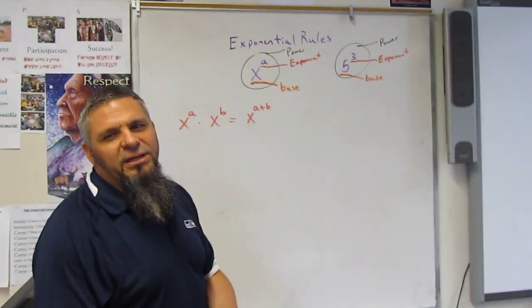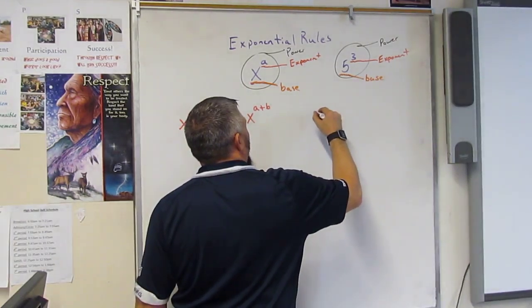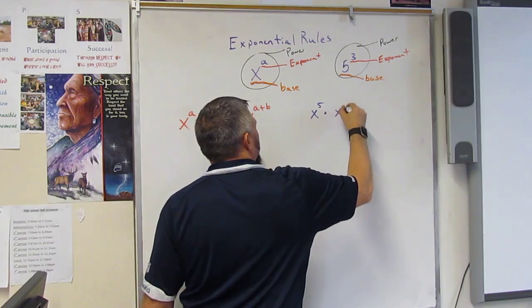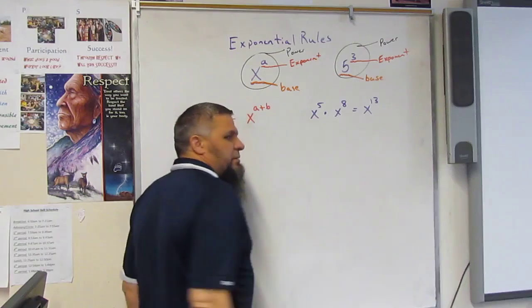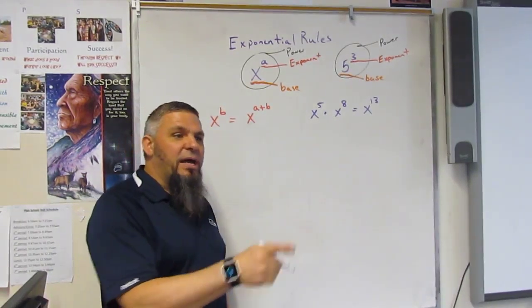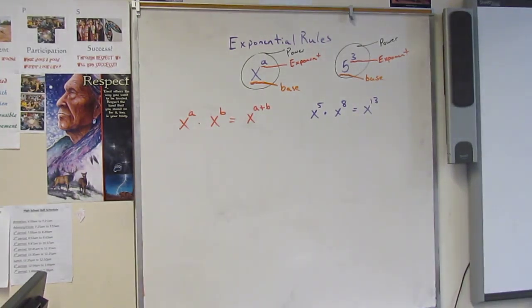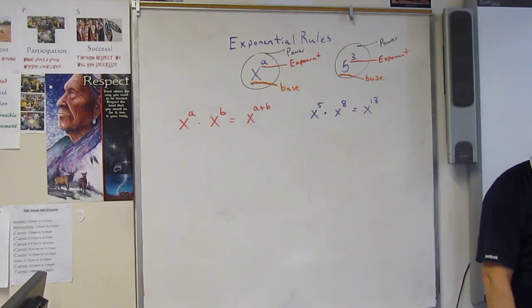So now let's give it an example. If I've got x to the 5 times x to the 8, then I get x to the 13. That's it. This is why I said, do you know how to add? Do you know how to subtract? Then you can do this. It's that simple. It really is. I'm just adding these. Bam, done. Good?